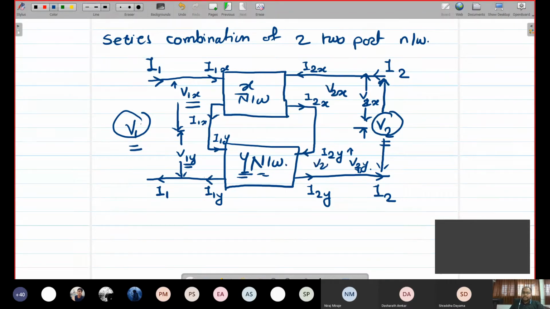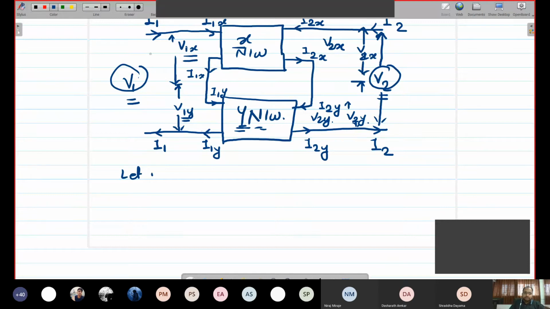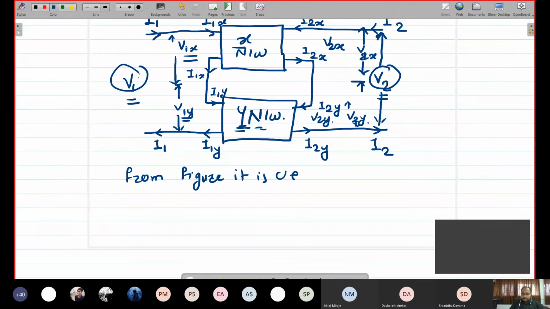So let us write the equations for Z parameter for the X network. Before that, from the figure it is clear that... what things are clear from this figure?